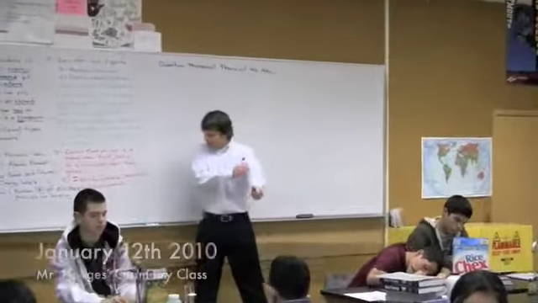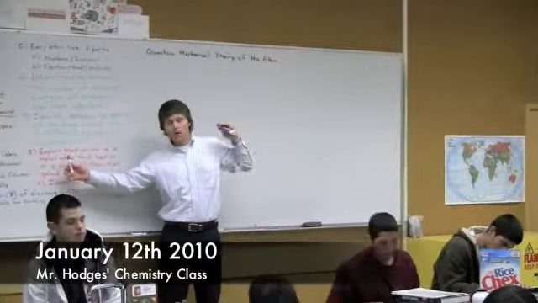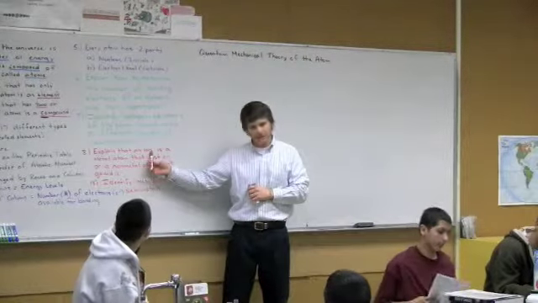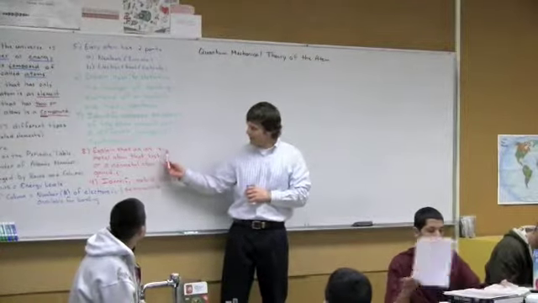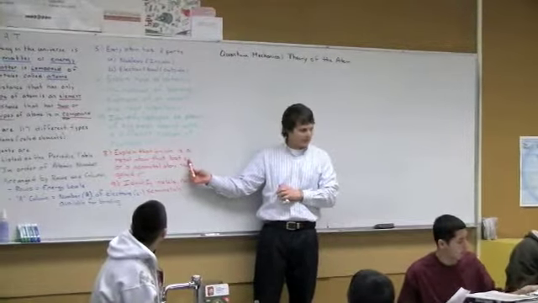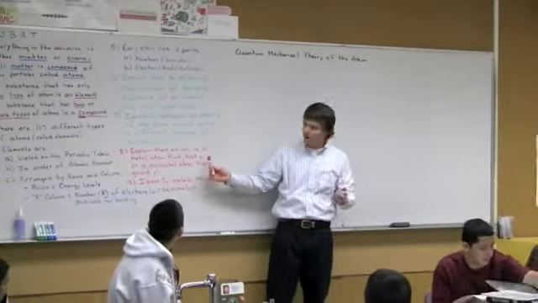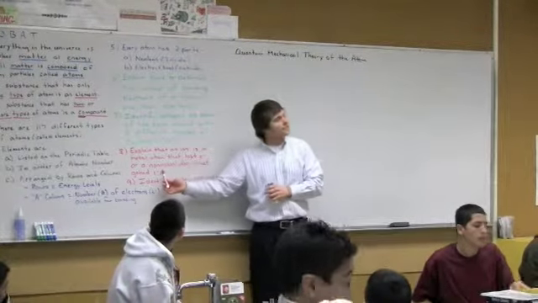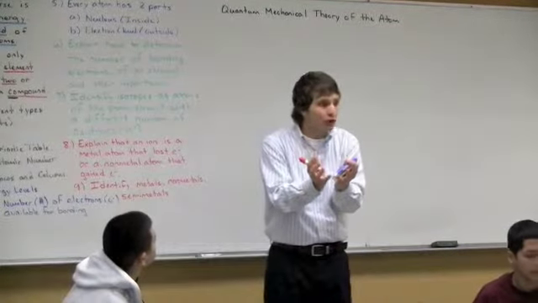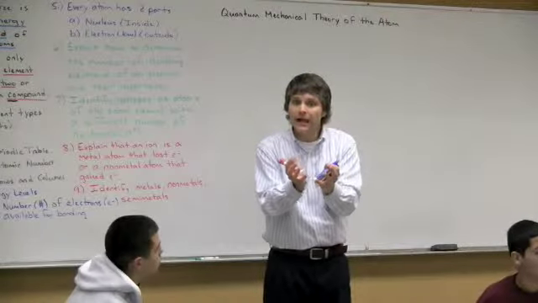Alright, please take a look. Today what we're going to be doing is looking at an ion. And we're looking at an ion as a metal atom that has lost electrons, or a non-metal atom that has gained electrons.